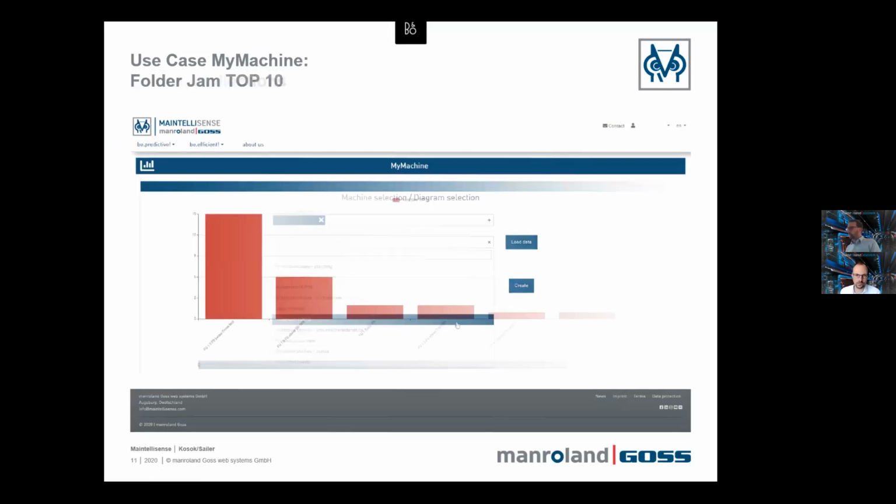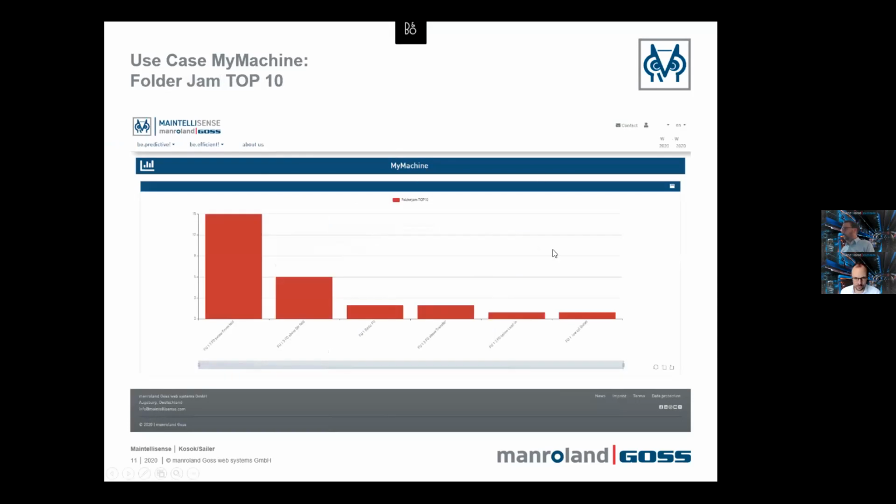I have a screenshot here from a customer where I eliminated the name, and I saw that he has 15 folder jams a week on the former unit below the crossfold, 15 times the same position. If you eliminate this problem, then you will have a better OEE, lower TCO. That's really a powerful tool to optimize those costs.